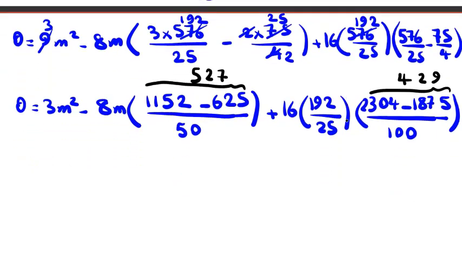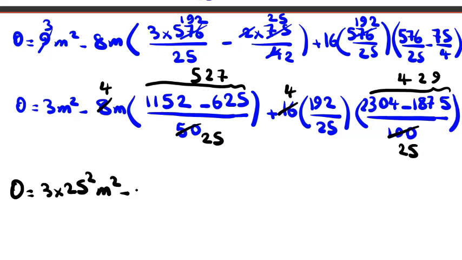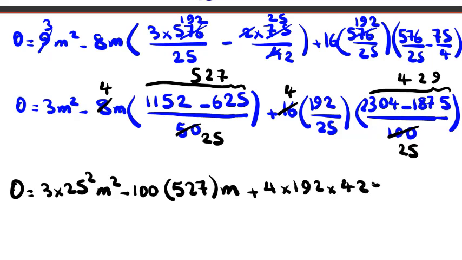Now, if we check these things, 100 divided by 4 will be 25, and 4 here will be 25, and 2 here, 4. Now we multiply both sides by 25 squared, it will be 0. 3 times 25 squared m squared, minus 4 times 25, which will be 100 times 527m. And this one will be 4 times 192 times 429. Okay, now we use the quadratic formula to find m.